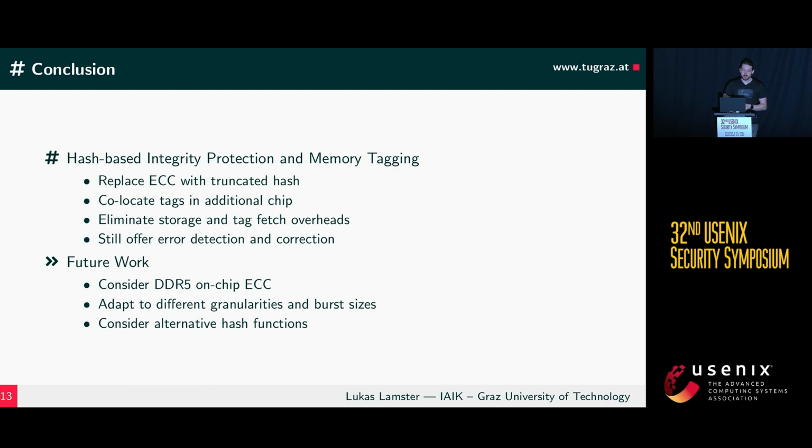So in conclusion, replacing ECC with a truncated hash allows us to co-locate tags in this additional chip that's usually used for linear checksums. We can eliminate the storage and tag fetch overheads, and we can still offer error detection and error correction.